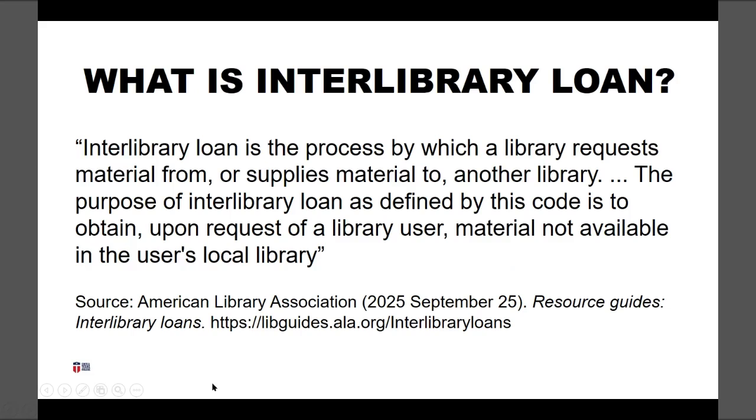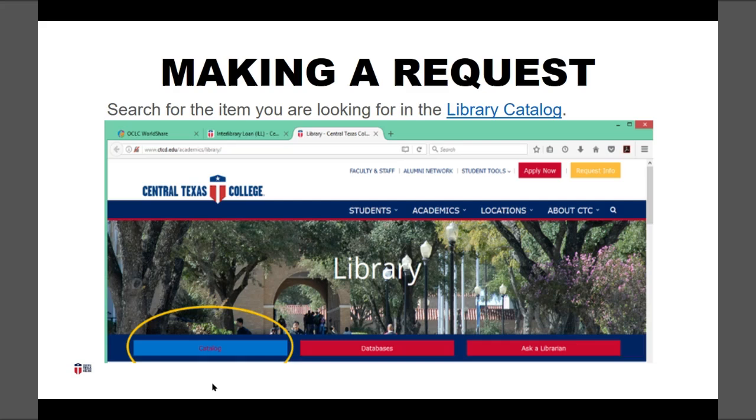So what is interlibrary loan? Well, according to the American Library Association, interlibrary loan is the process by which a library requests material from or supplies material to another library. The purpose of interlibrary loan, as defined by this code, is to obtain, upon request of a library user, material not available in the user's local library.